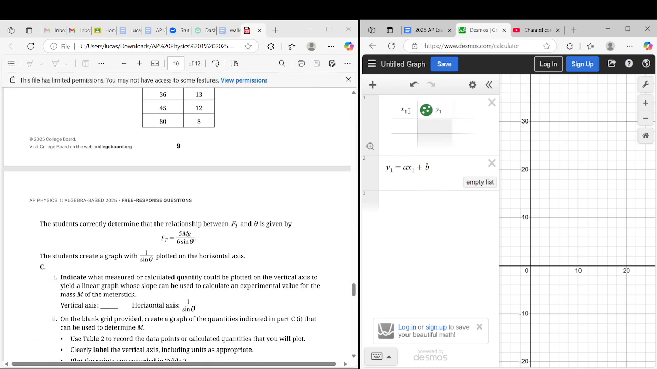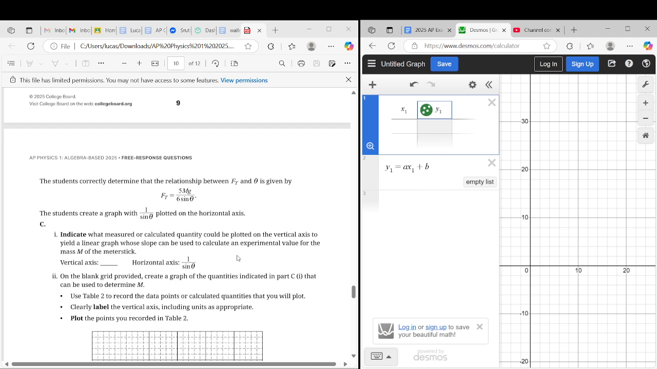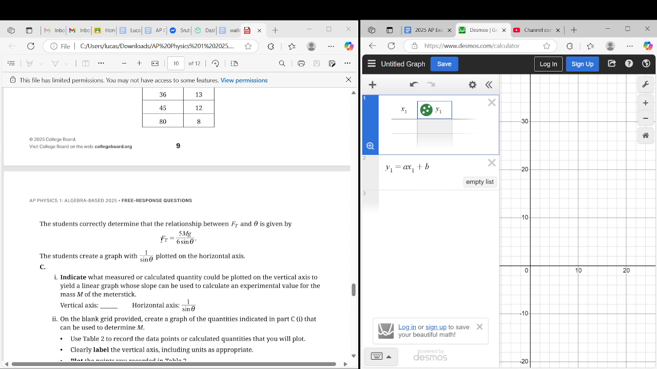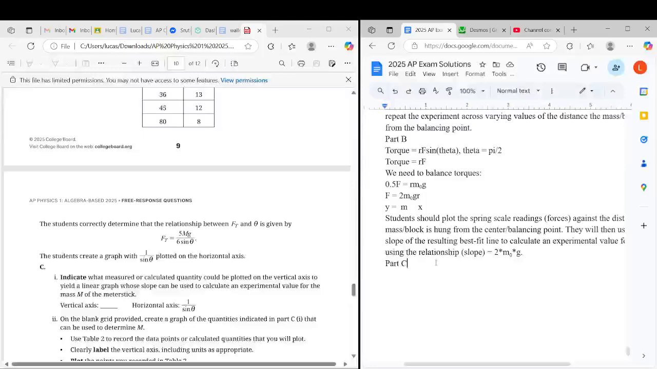So the x would be 1 over sine theta. And for us, because that's given as the horizontal axis, the vertical axis would be tension force, because the tension force would equal 5 mg over 6 sine theta. So we can just type it here, I guess. FT equals 5 mg over 6 sine theta. And then we can say y equals m x. So this would be y equals, and then from here, m equals 5 mg over 6. So then we can find m that way.